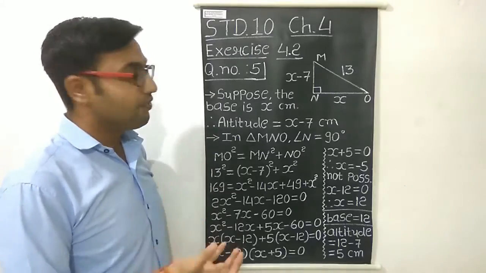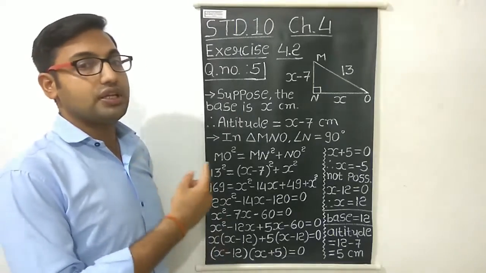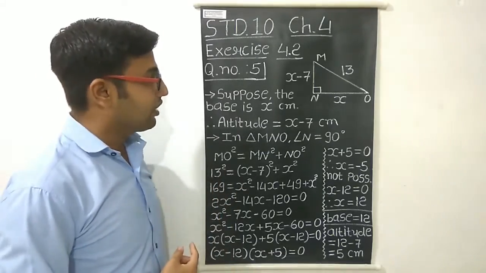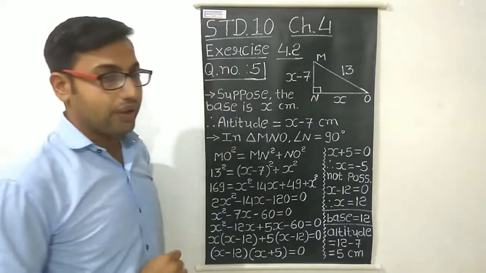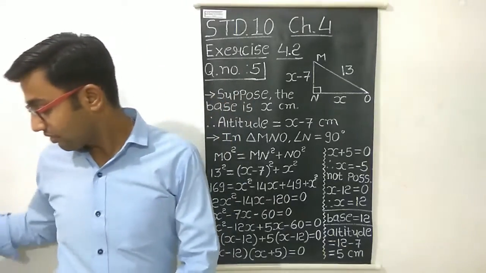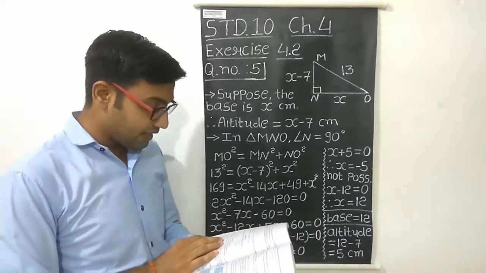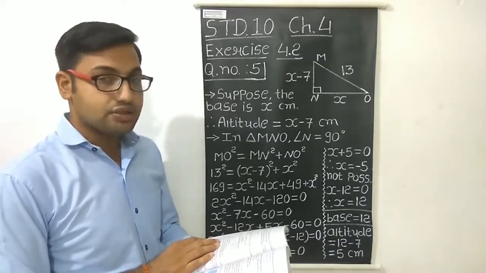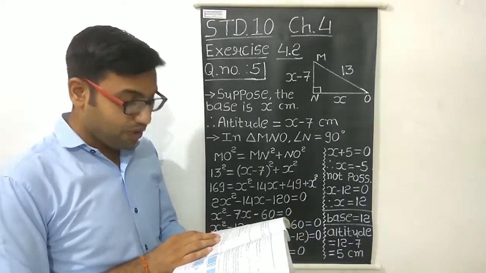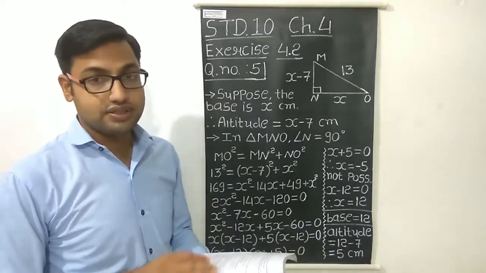From the word problems, first of all we derive the quadratic equation and then solve it by the factorization method. So today we will study question number 5. What is the question? The altitude of a right angle triangle is 7 cm less than its base. If the hypotenuse is 13 cm, find the other two sides.